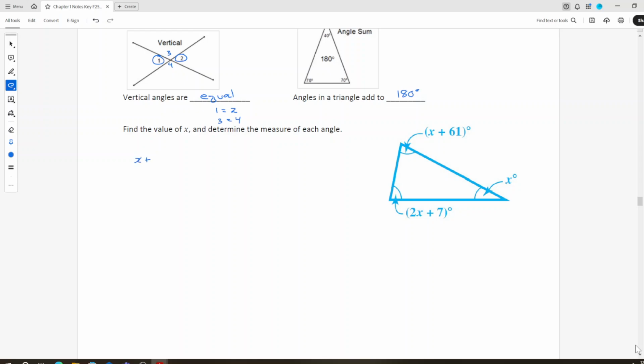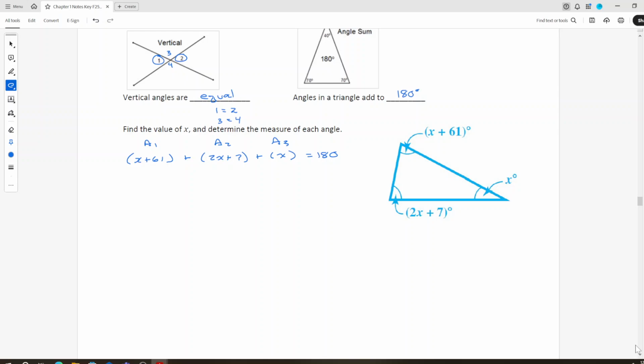to say that x plus 61 plus 2x plus 7 plus x is equal to 180. Now I took off the degree symbols and we actually don't even need these brackets. I just wanted to show you that this is angle 1, this is angle 2, and this is angle 3. So the 3 angles are going to add together to give you 180 degrees.